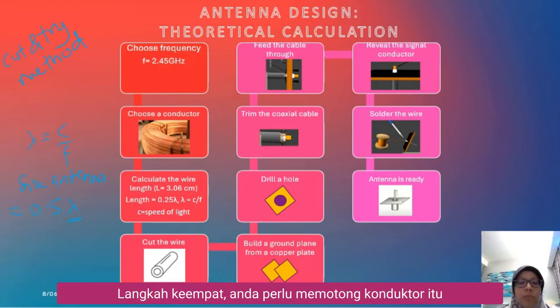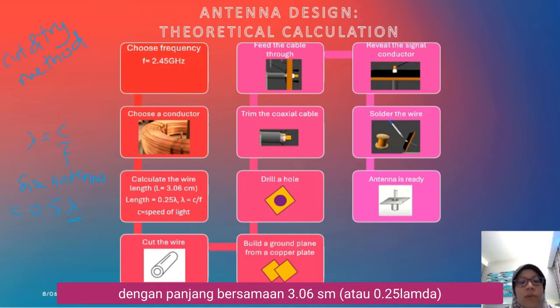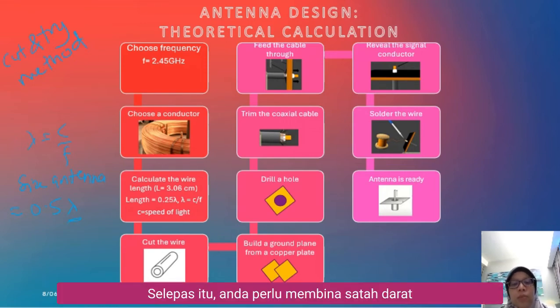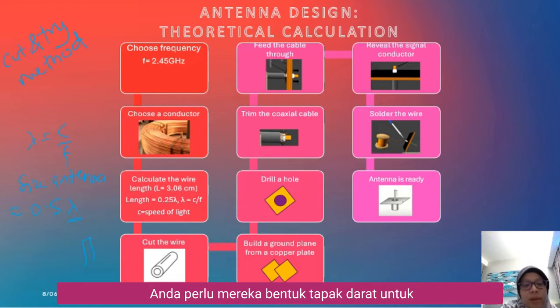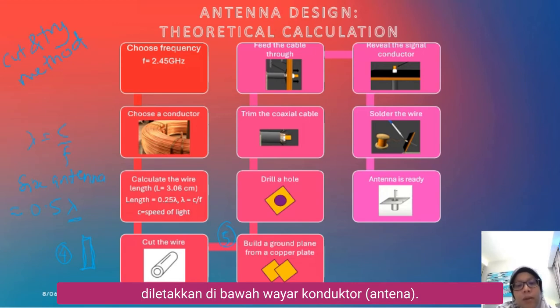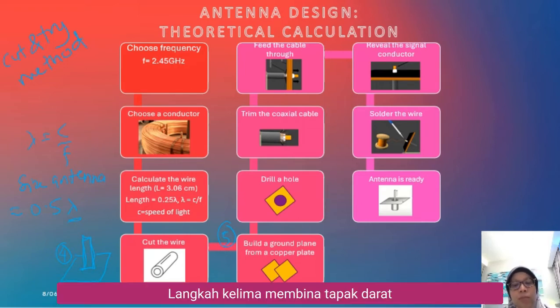The fourth step will be that you need to cut the wire with a length of 0.25 lambda. And then after that, you need to build a ground plate from a copper plate. So after you cut the antenna, this one is your antenna. This is copper. This is the fourth step. And the fifth step, you need to build a ground plane under this wire. You can build a ground plane from a copper plate.